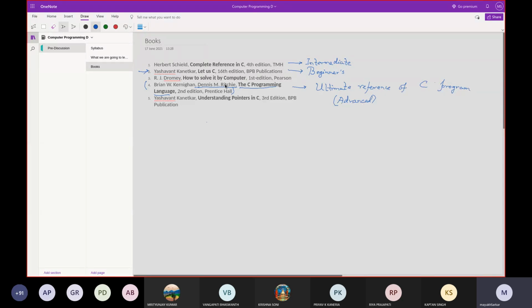Okay, so this book will not spoon feed the concept. It is straightforward, a complete reference of the language. That's it. So we will follow mostly this book.